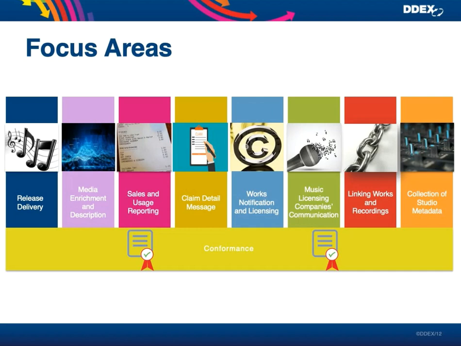So we now have 8 areas of activity: release delivery, which is what we're talking about today, media enrichment, which is what we kind of refer to as non-core data about sound recordings, artists and composers. And there is a webinar about that later in this month. Sales and usage reporting, which is obviously kind of what it says, is where DSPs notify rights owners of what's been used of their repertoire.